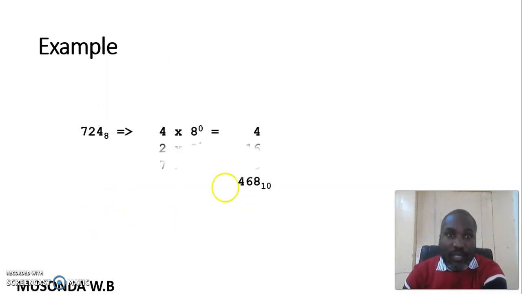So we have an example here about 724. We're saying that the place value for 8 is 8 to the power 0. Then the next one will be 8 to the power 1. The next one will be 8 to the power 2. After we've multiplied this part, we get these answers here, and then we simply add them. Then we get our answer as 468 in base 10, as the equivalence of 724 in base 8.